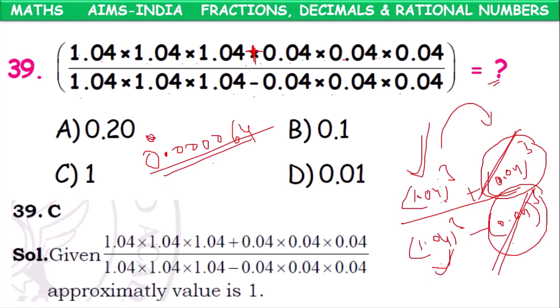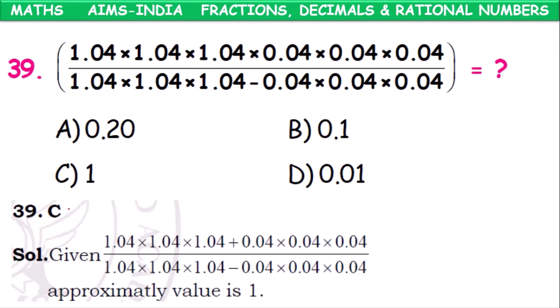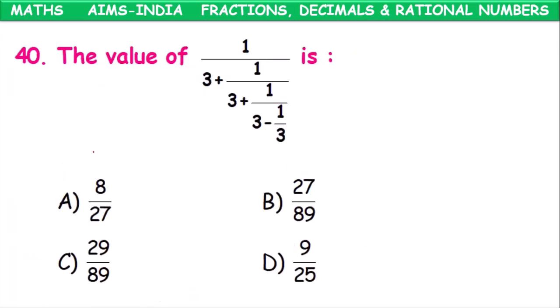So the answer is approximately 1. Approximately 1, because the 0.04 whole cube value is very, very small. We can add or subtract it, but it is negligible, so there is no need to consider it. Just 1.04 whole cube by 1.04 whole cube cancels to 1. But it is not the exact value, it is an approximate value.